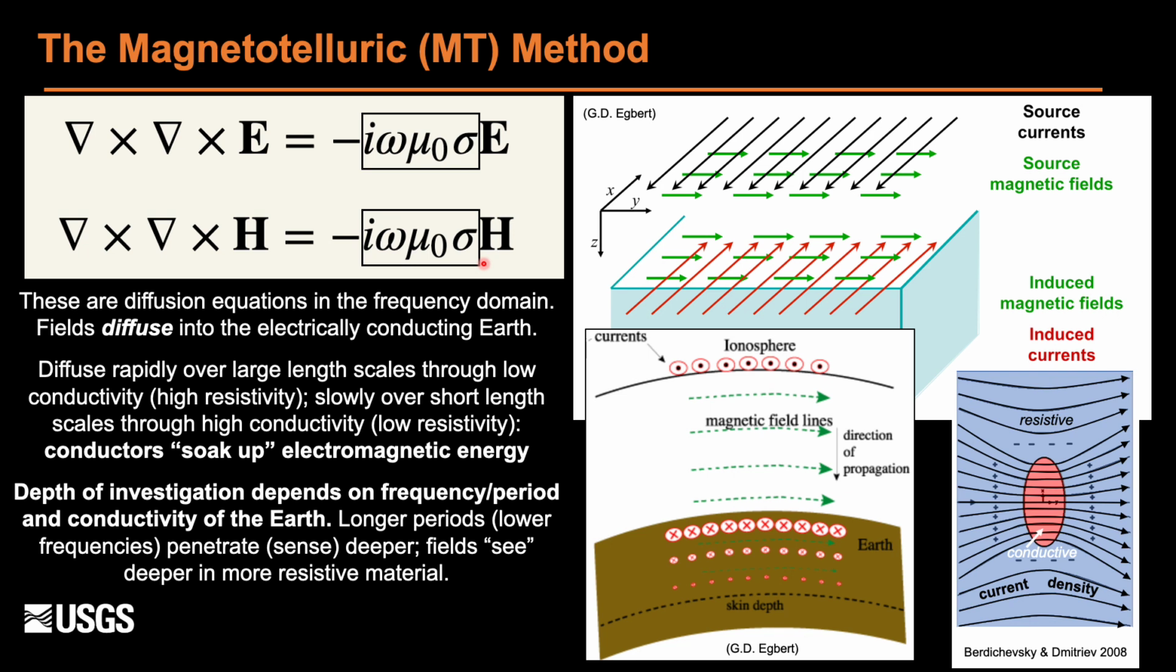We are generally more sensitive to conductors than we are to resistors due to the tendency for conductive material to soak up electromagnetic energy. You can see that illustrated here in the lower right. This schematic diagram demonstrates currents getting concentrated into more conductive regions, reflecting the tendency for electromagnetic energy to be absorbed into these conductive domains. Because of this, we are very good at finding the tops of conductors, because the length scale of electromagnetic field propagation changes from large to short at the transition from resistive to conductive. So the fields sort of pile up at the contact and sort of give us higher sensitivity.